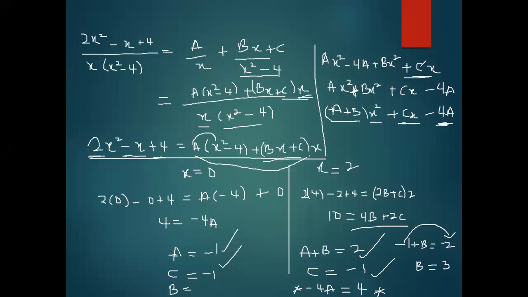Okay, let me take the next question. Michael. Hello, sir. Please, I'm a little bit confused about where you get x equal to 0, and then the other one is x equal to 2. I'm a little bit confused.